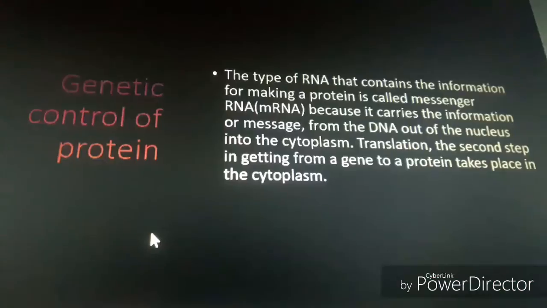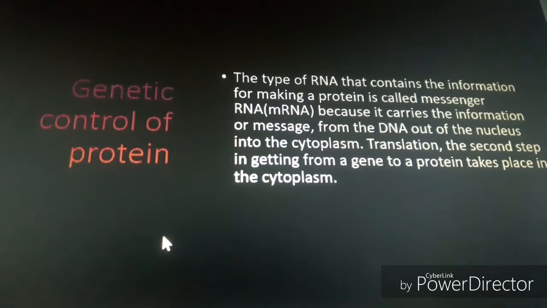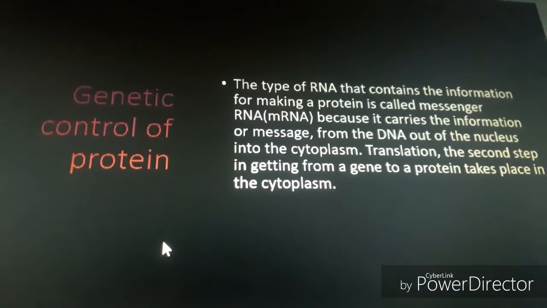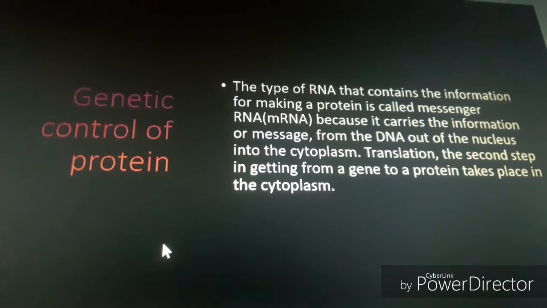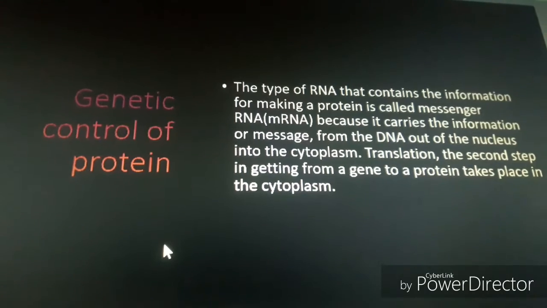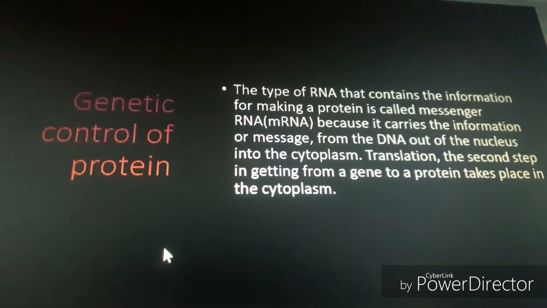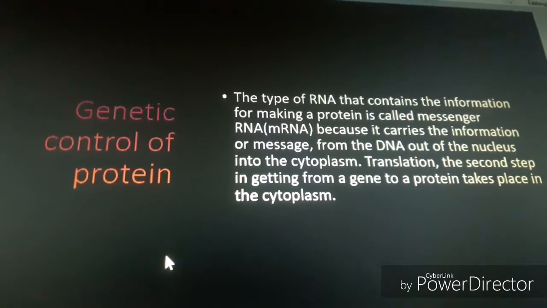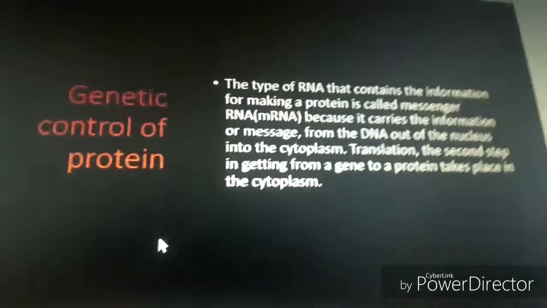Gene expression is the process by which information from a gene is used in the synthesis of a functional gene product. Gene control of protein: the type of RNA that contains the information for making a protein is called messenger RNA because it carries the information, or message, from the DNA out of the nucleus into the cytoplasm. Translation, the second step in getting from a gene to a protein, takes place in the cytoplasm.